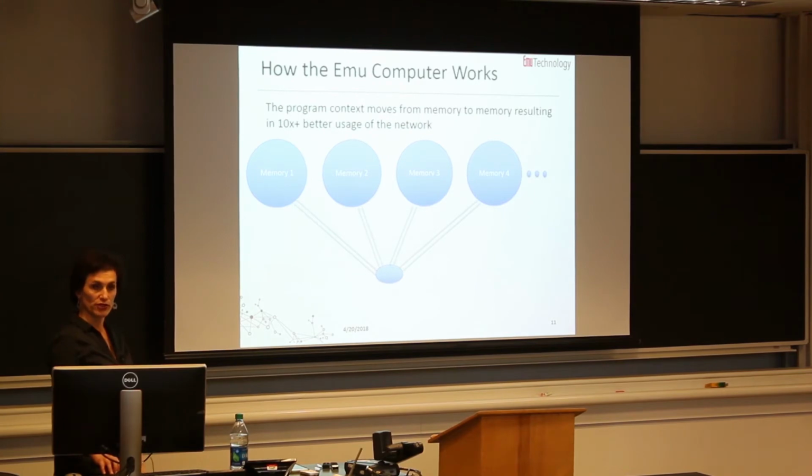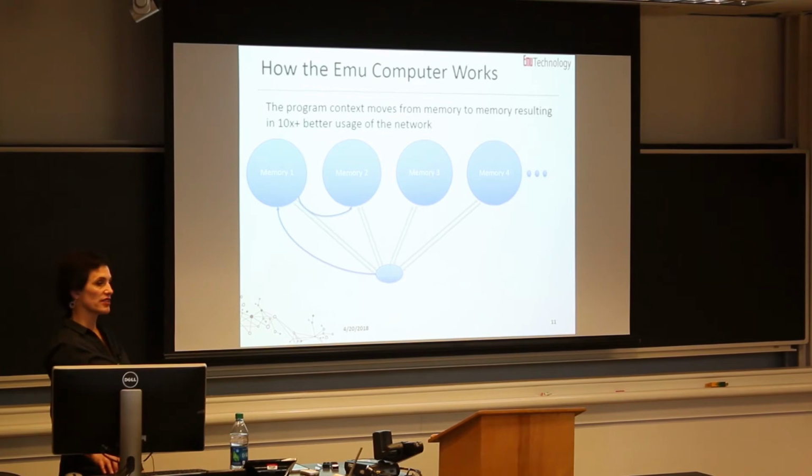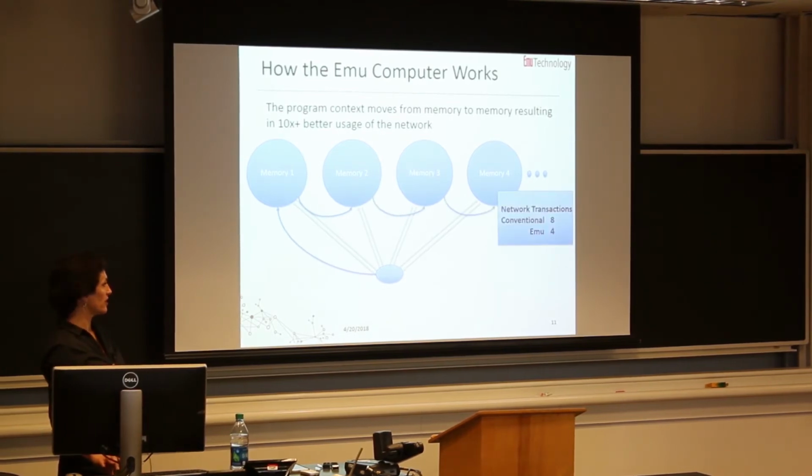So what is it that we're doing? We are doing this. Program accesses memory. Then it wants to access the next memory. But instead of accessing that memory, you move a context. And then the next one, you move a context again. You move a context, and then finally you can come back if you need to. So we have half the number of network transactions that a conventional computer has for the same kind of thing. And that's basically the idea.